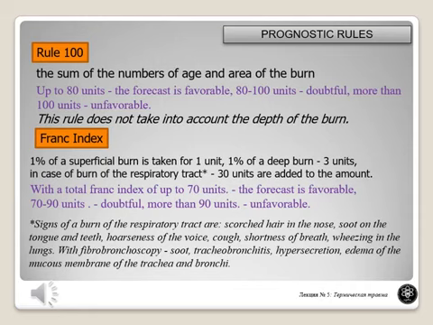The signs of a burn of the airways that we are just talking about now may be singed hair in the nose, soot on the tongue and on the teeth, hoarseness of the voice, cough, shortness of breath, wheezing in the lungs. Fibrobronchoscopy reveals soot, the phenomenon of tracheobronchitis, hypersecretion, swelling of the mucous membrane of the trachea and bronchi.